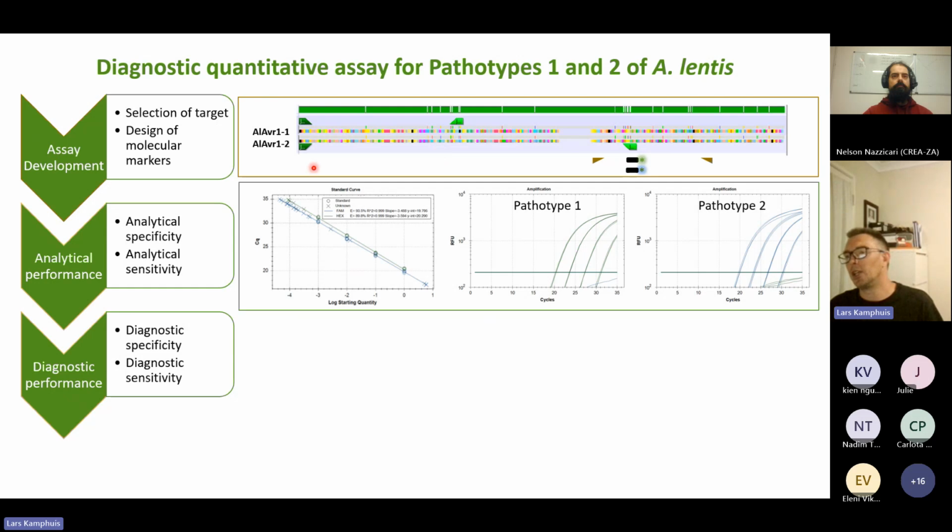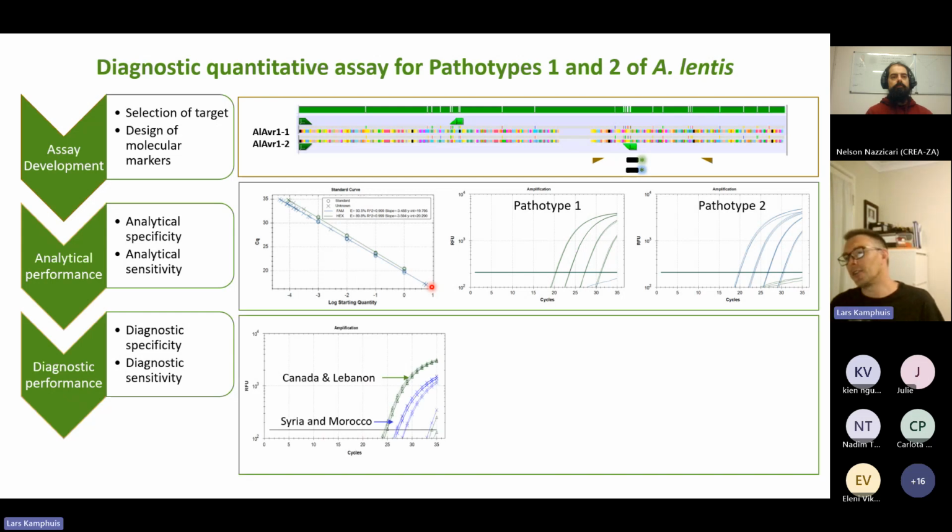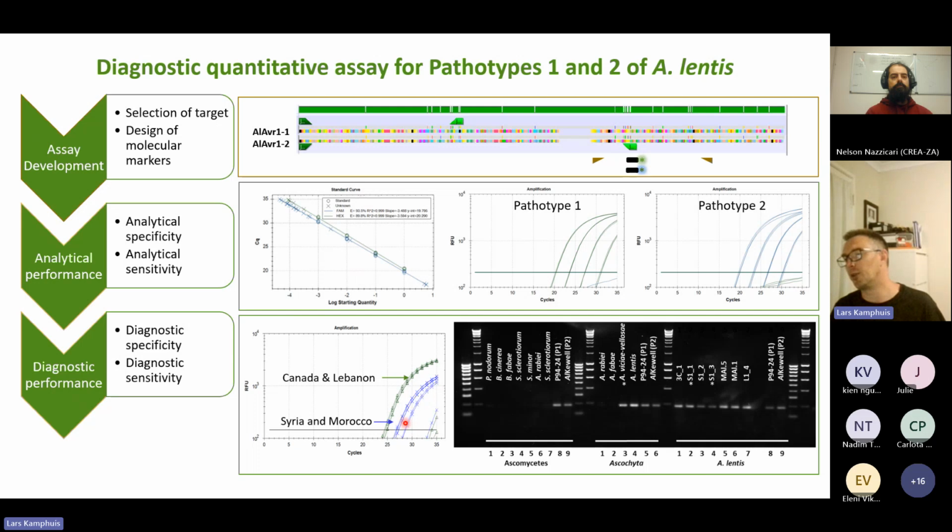That's what we see here when we look at the analytics. We can distinguish pathotype 1 from pathotype 2, and it's quite sensitive. We can go down to picograms of DNA of the pathogen and still recognize and detect it. So that was great. The other thing that was great was it can distinguish the different versions and isolates from overseas that have variants that we don't have present in Australia. So this methodology can be adopted in overseas diagnostic labs if they wish to do so as well.